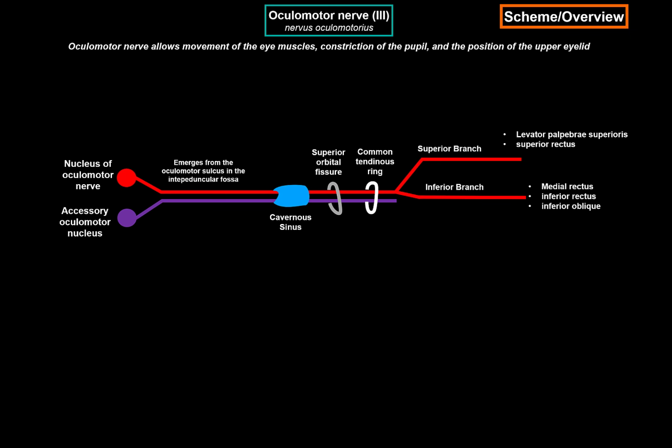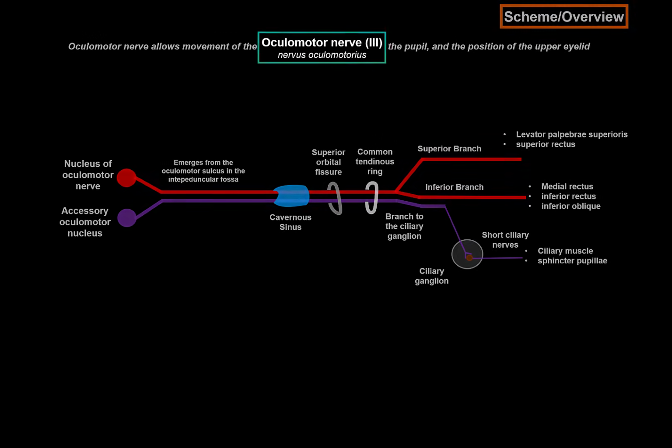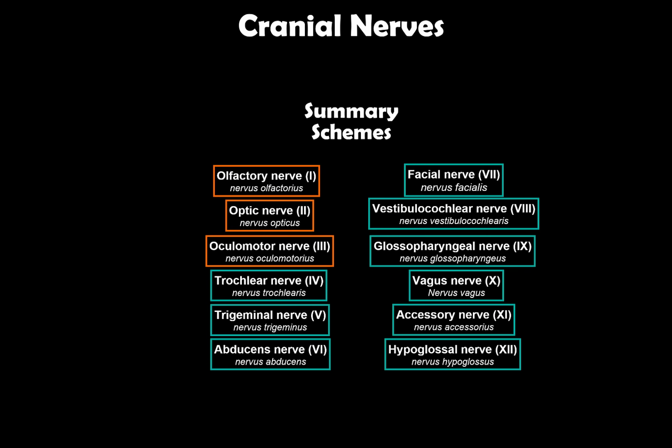The remaining fibers are parasympathetic fibers coming from the accessory oculomotor nucleus. The parasympathetic fibers run together with the inferior branch and then go out towards the ciliary ganglion. The ciliary ganglion then gives off small ciliary nerves which innervate the ciliary muscles for accommodation, changing the shape of the lens to focus the eye on near objects basically. And it innervates the sphincter pupillae, which constricts the pupil to cause miosis. Alright, so this is a general overview of the oculomotor nerve.